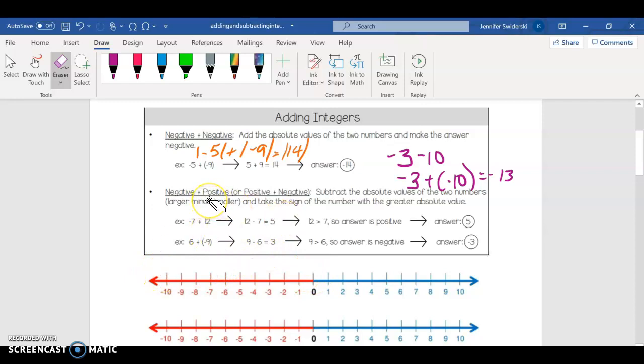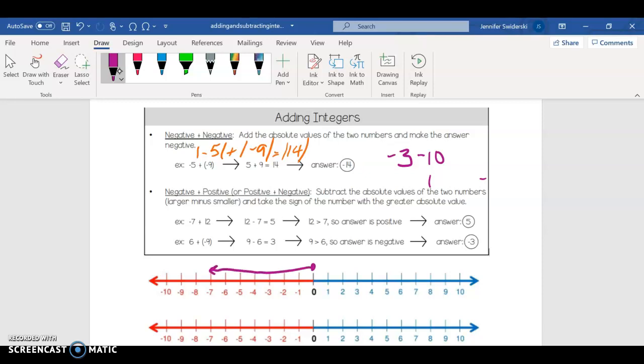So then down here it says a negative and a positive, or a positive and a negative. You're going to subtract the absolute value of the two numbers, larger minus smaller, and take the sign of the number with the greater absolute value. For example, they say take -7, so if I start at 0, a negative movement is to the left. So I go over to -7. But then from -7, they want me to add +12.